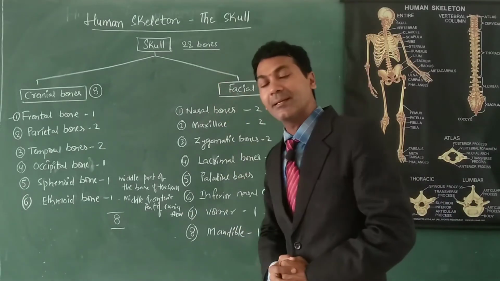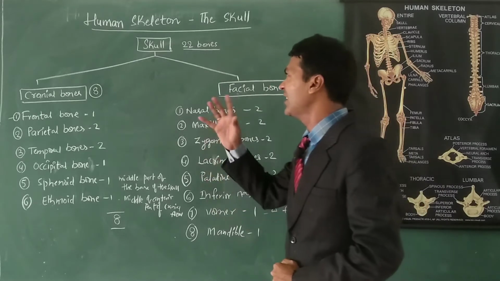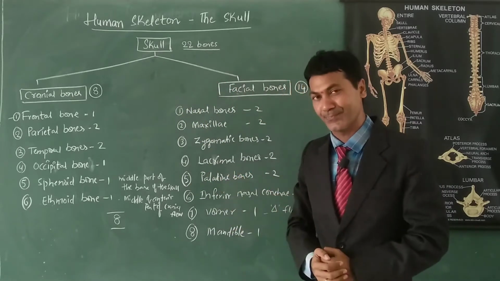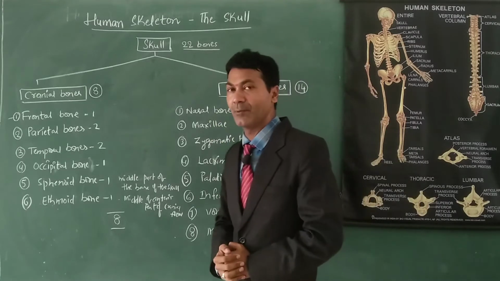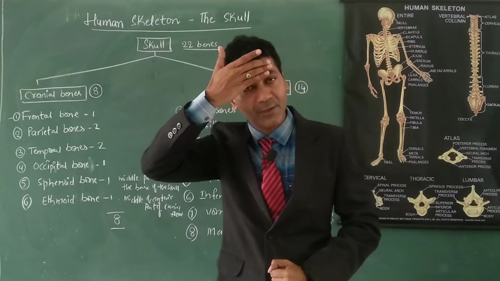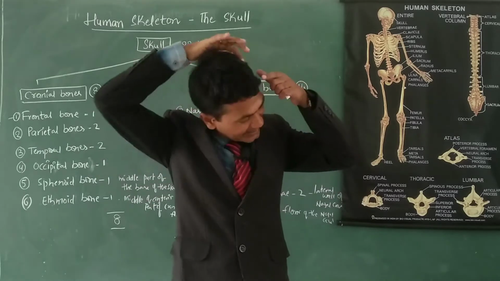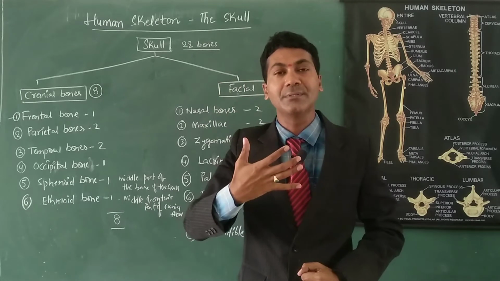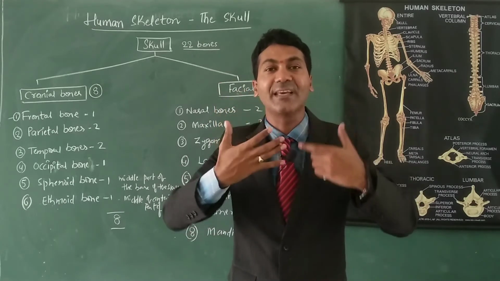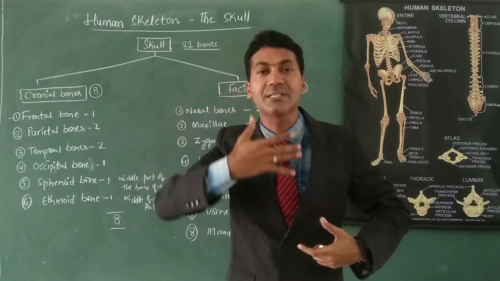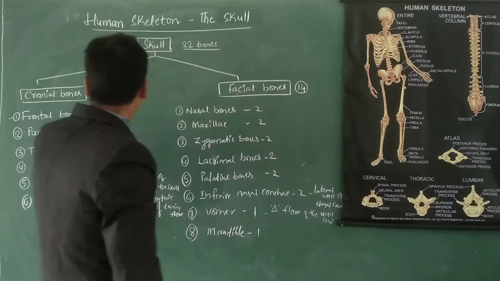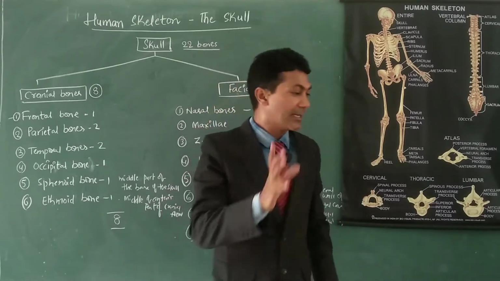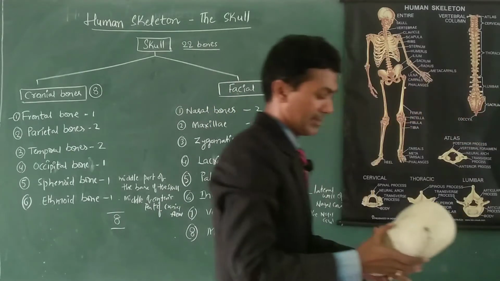I told you the skull is made up of 22 bones, in which the skull is divided into two parts. The first, cranial bones: the bones from the forehead to back. This region of bones is known as cranial bones. And the bones which make the face, the front side bones, are known as facial bones. So cranial bones we have 8 and facial bones we have 14. Now I'll explain one and all.